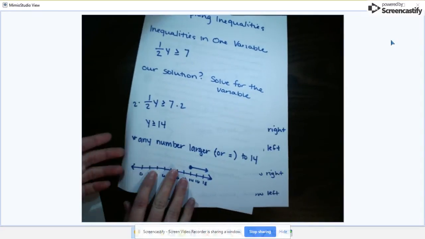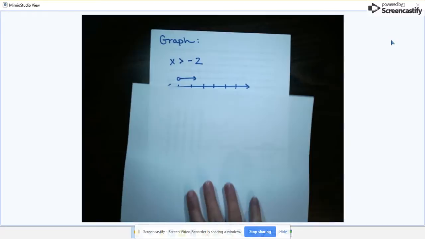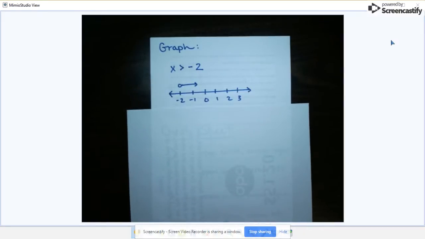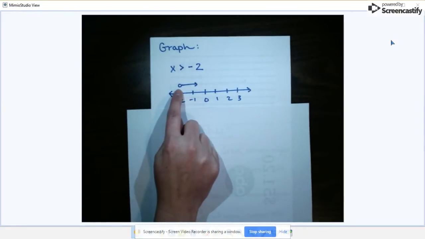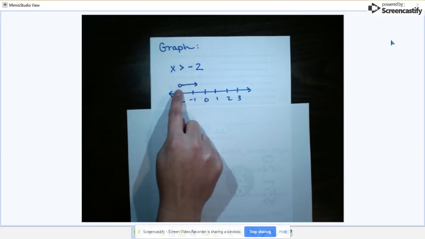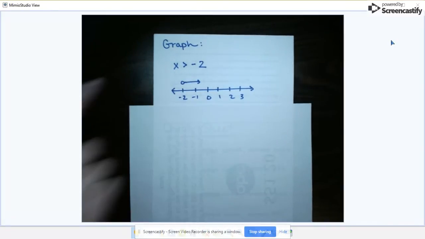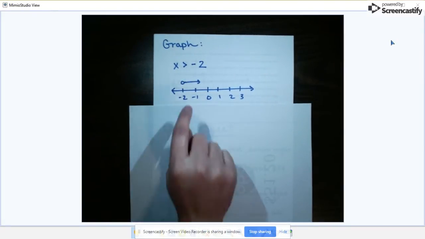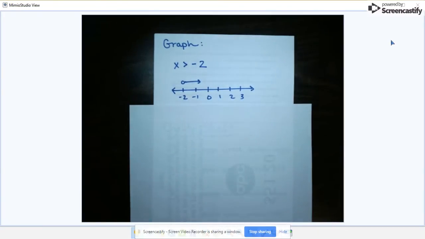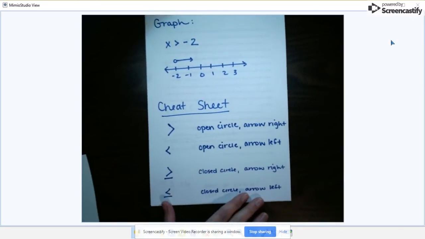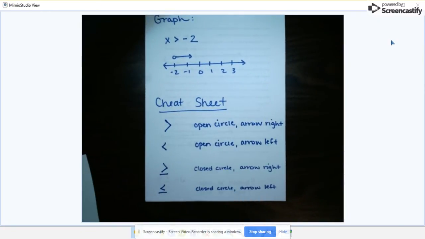So let's look at another example. Here we're just going to be graphing. So we have x is greater than -2. Well, go to my number line. Above -2, now our circle is open because it can get really close to -2, but it will never actually be equal to or touch -2. And then, of course, greater than, our number is larger, and numbers larger on our number line are to the right.